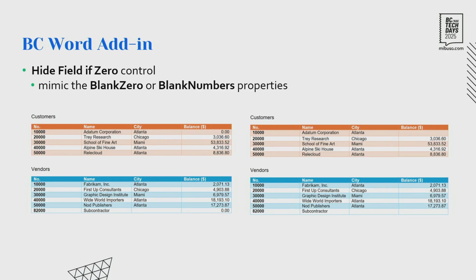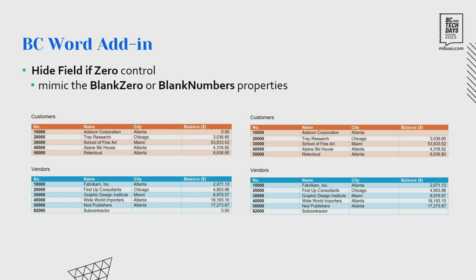Another example is to mimic blank zero and blank numbers. We can also use these height if empty. So on the left side, if an amount is zero, you will see it. On the right side, you're not seeing that. Well, amazing, but okay, it's something that we were unable to do that we can do right now.